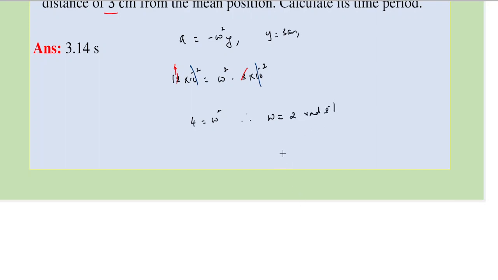But here what we want is the time period. We know that time period is equal to 2 pi by omega. So it is 2 into pi, which is 3.14, divided by omega, which is 2. From this, 2 and 2 get cancelled. Therefore, what we get here is the time period is equal to 3.14 seconds.